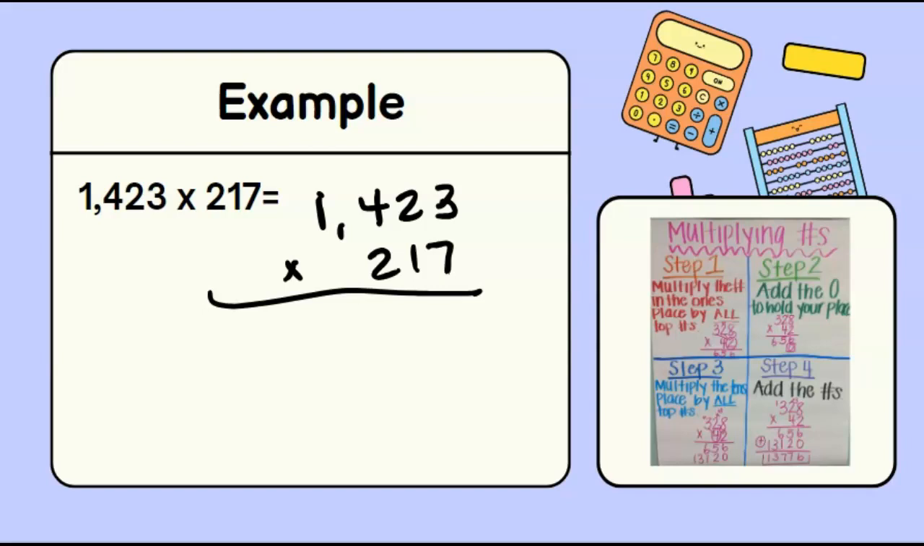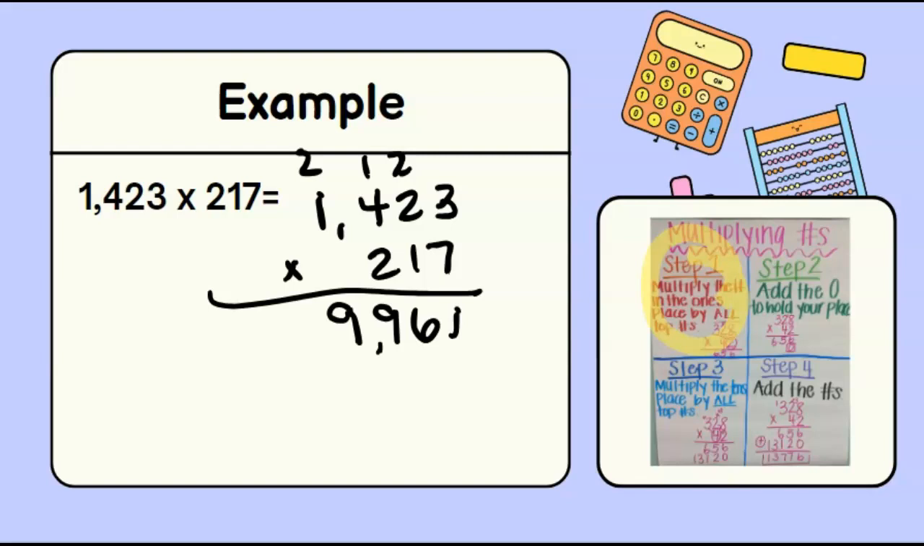I am always going to start at my ones place and multiply my ones place out. So 7 times 3 is 21. Carry that. 7 times 2 is 14. Plus 2 is 16. 7 times 4 is 28. Plus 1 is 29. And then 7 times 1 is 7. Plus 2 is 9.